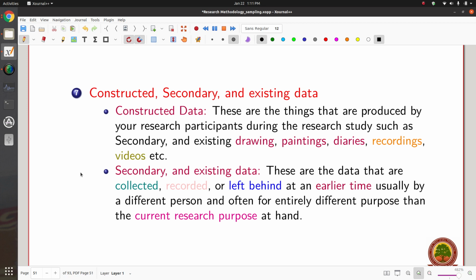So these are different kinds of categories of data that come into this category: constructed, secondary and existing data. Okay, so that is all for data collection.